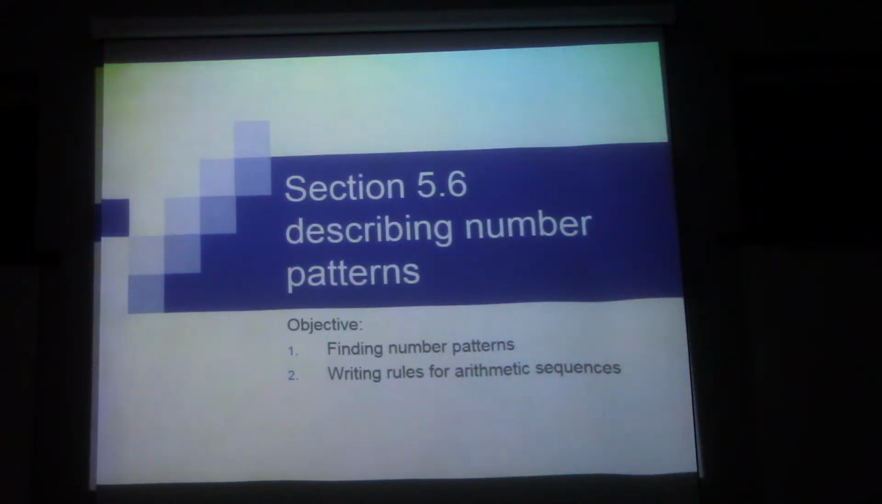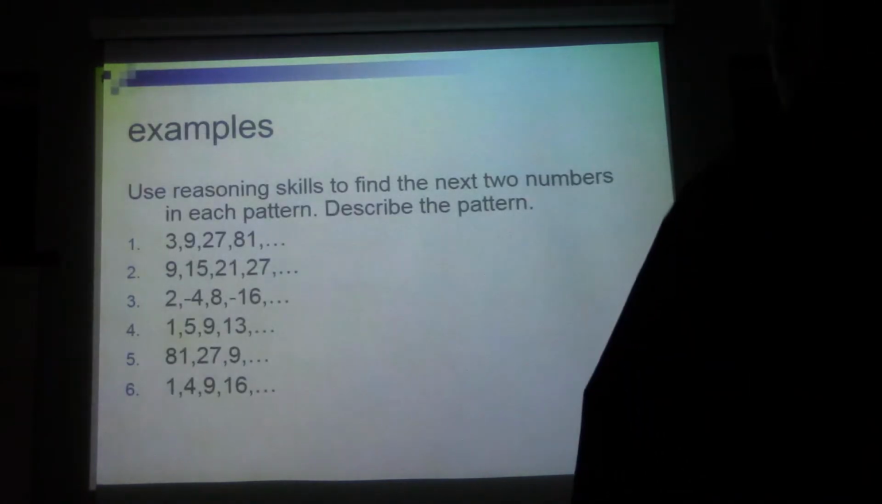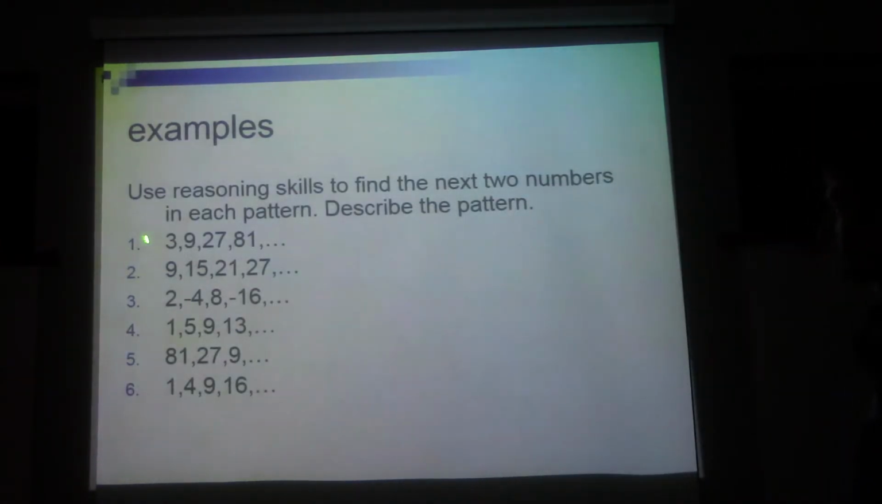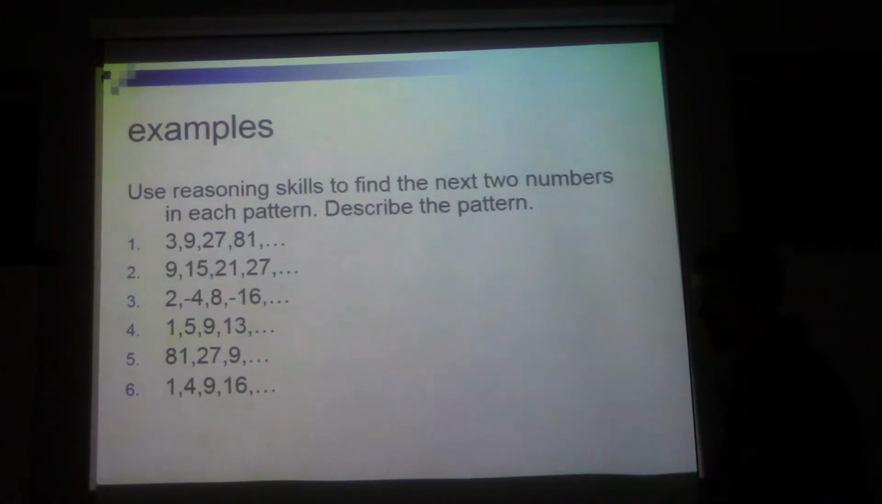We're going to go over 5.6, describing number patterns. First of all, what's our pattern? How do I go from 3 to 9, 9 to 27, 27 to 81? So we're going to describe the pattern, then find the next two numbers.